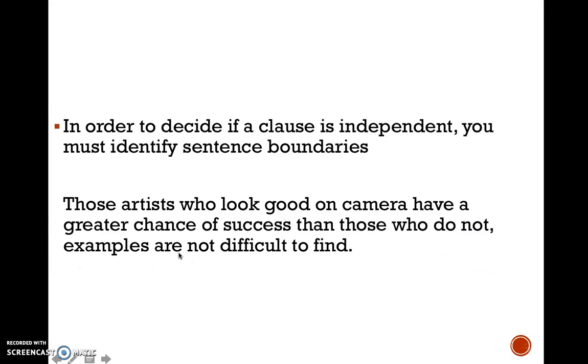In order to decide if a clause is independent, you must identify sentence boundaries. Independent clauses, you need to write this down somewhere, are clauses that can be their own sentence. They are completely independent from another clause. They are sentences, really. They're just called clauses because we're combining them in different ways. Okay, so here's an example.